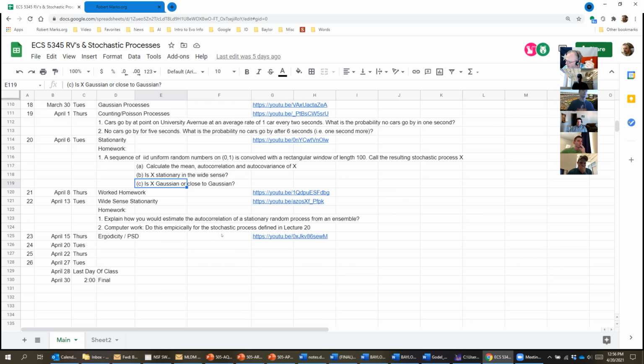Okay, a little bit of English correction. You never convolute 2 functions; you always convolve them. Okay. Convolve them. Yeah, convolve them. We don't convolute. That sounds like an Appalachian engineer. That's what they would say. Okay, let's see. Calculate the mean, autocorrelation and autocovariance.